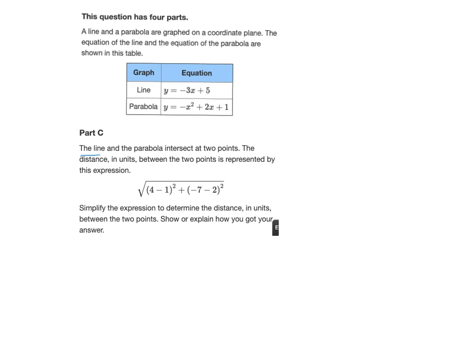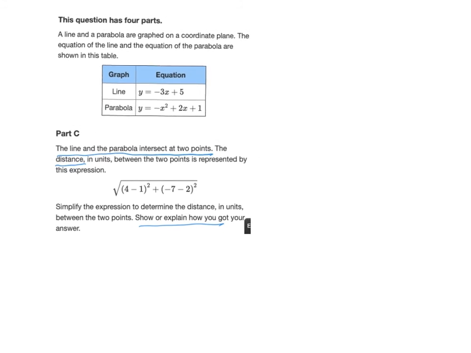Part C says the line and the parabola intersect at 2 points. The distance in units between the 2 points is represented by this expression, which is the square root of (4 minus 1) squared plus (-7 minus 2) squared. It says simplify the expression to determine the distance in units between the 2 points. Show or explain how you got your work.